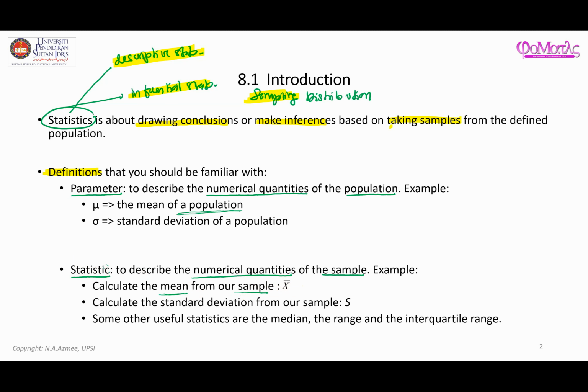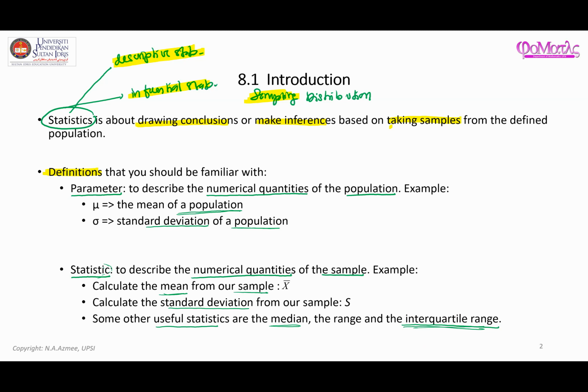In a similar manner, if you calculate the standard deviation from the population, then it is a parameter, usually denoted by sigma. And if you calculate the standard deviation from the sample itself, this is a statistic, and it is called S. Of course, there are other useful statistics, as long as you obtain them based on your sample. For example, if you calculate the median from the sample, it is called a statistic. If you calculate the interquartile range from the sample, then this value is also a statistic.